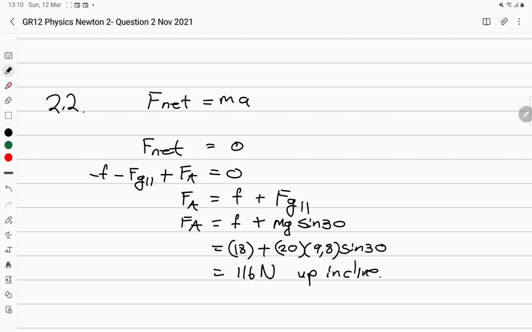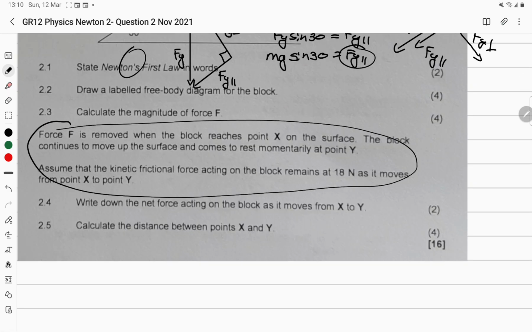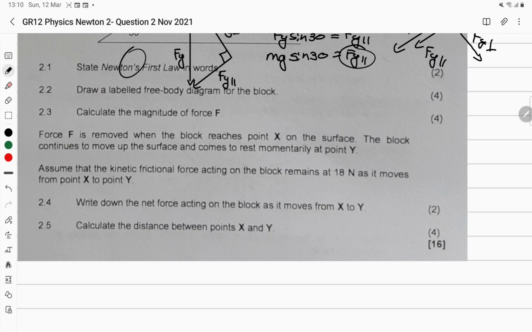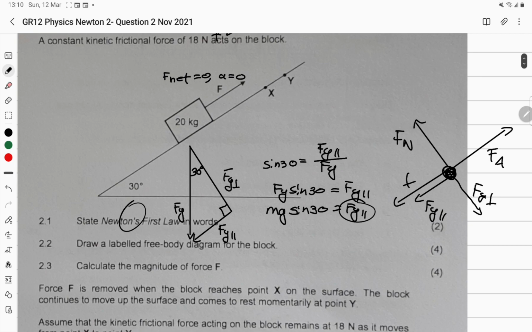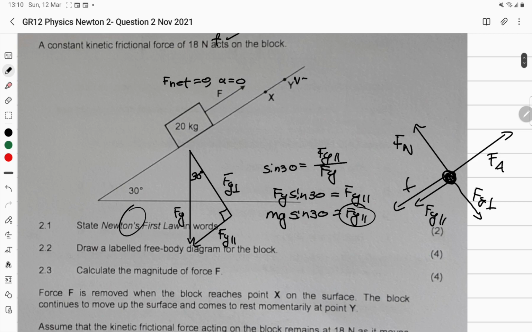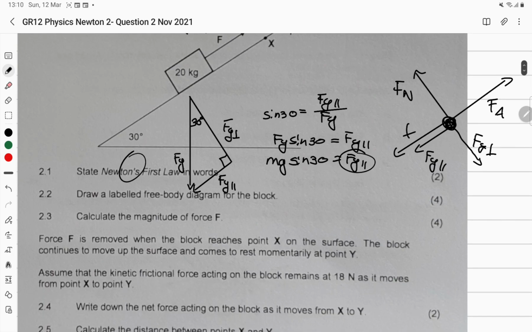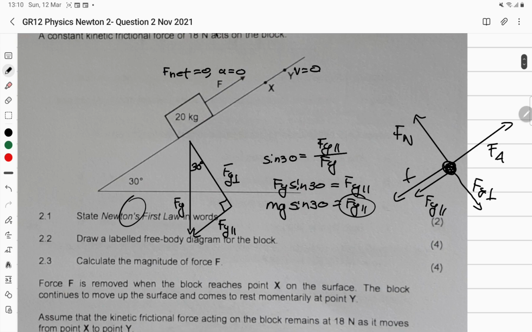Alright, so that was question 2.3. Now 2.4, but let's just read what it says here first. It says force F is removed when the block reaches X on the surface. So let me just rub that out real quick. When the block is here at X, no more force is being applied to it. The block continues to move up the surface and comes to rest at point Y, so the velocity is 0 over here. Assume that the kinetic frictional force acting on the block remains 18 newtons as it moves from X to Y. Okay, so the frictional force still applies.